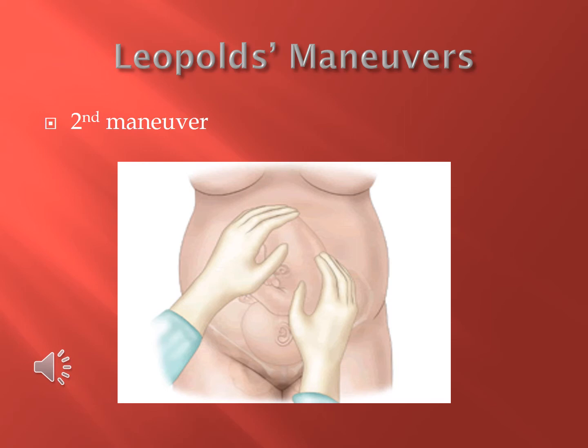The nurse continues to face the woman's head and places her hands on either side of the uterus. While one hand stabilizes the side of the uterus, the other hand palpates the opposite side of the uterus to determine the location of the fetal back or small parts. The fetal back is a long, smooth, hard plane. The fetal small parts feel irregular and knobby and may be moving.